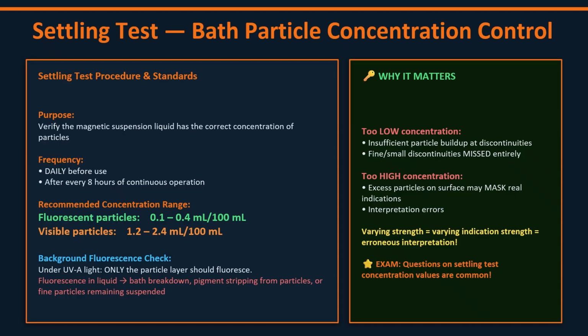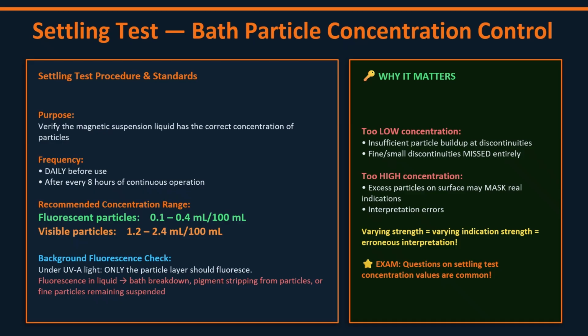Its purpose is to verify the concentration of magnetic particles in the suspension. The test is performed before use and at the frequency required by the governing procedure. The training material identifies daily testing and an additional check after 8 hours of continuous operation. The sample is allowed to settle in a graduated centrifuge tube, and the particle layer is compared with the specified concentration range. For the values in this presentation, fluorescent particles are controlled at 0.1 to 0.4 milliliters per 100 milliliters, while visible particles are controlled at 1.2 to 2.4 milliliters per 100 milliliters.